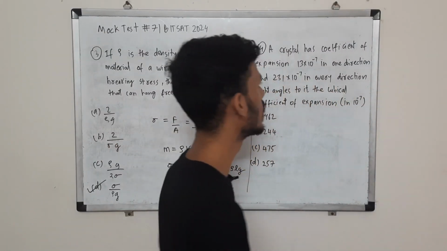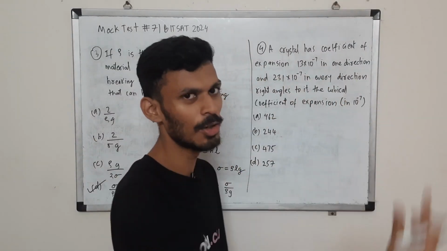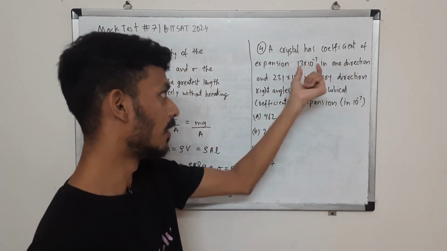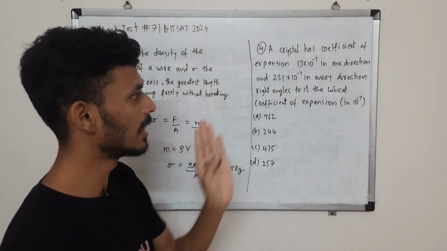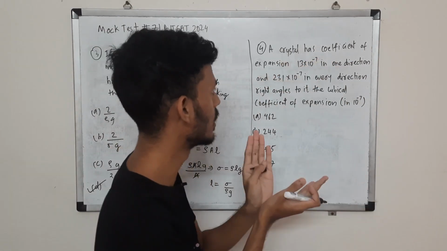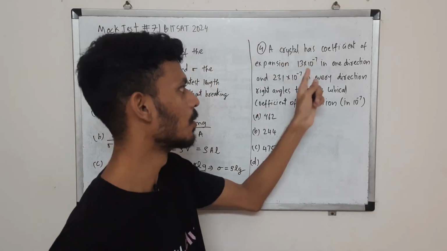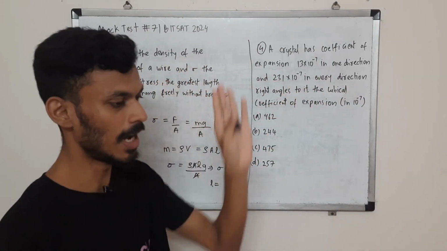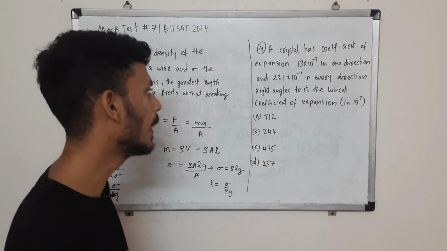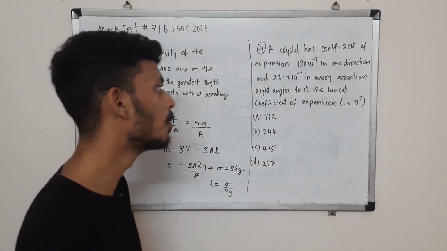A crystal has a coefficient of expansion this. So the linear coefficient of expansion is this in one direction, and in the directions at right angles to it, suppose this is in the x direction, so this is in the y and z directions. So y and z we have 231. You are supposed to tell the cubical coefficient.